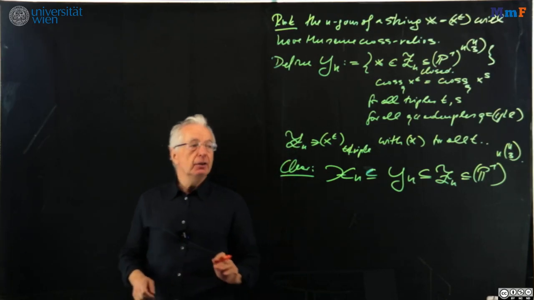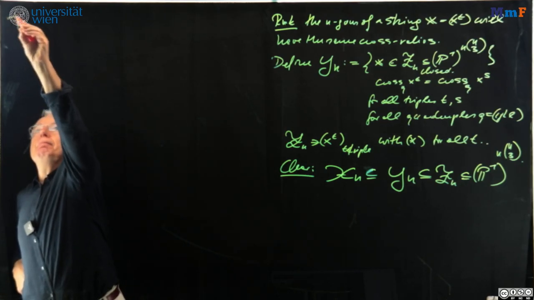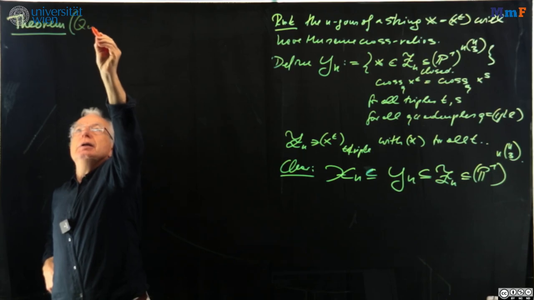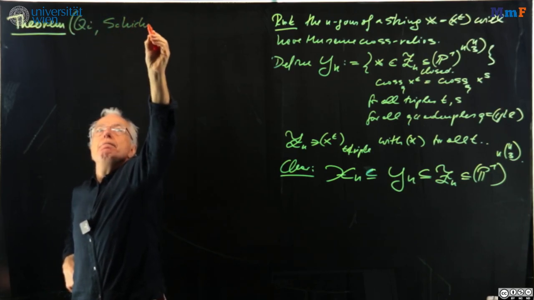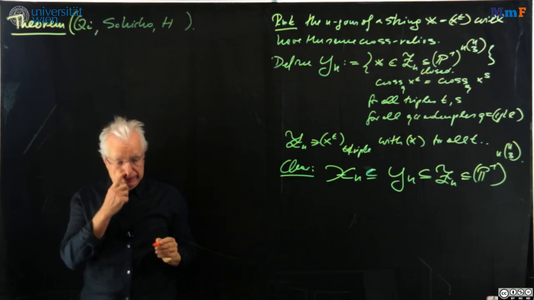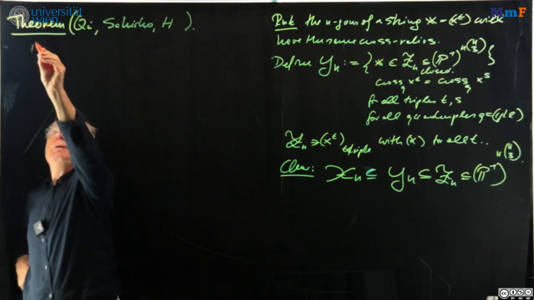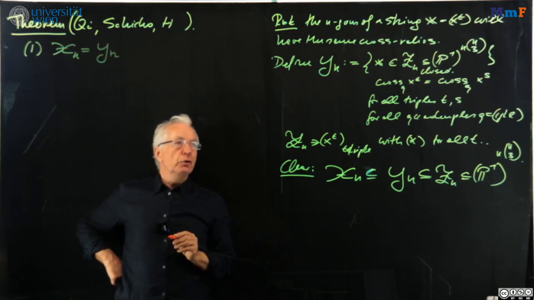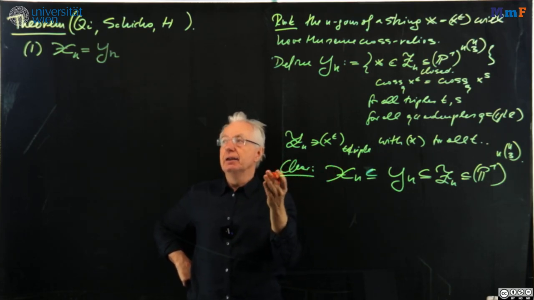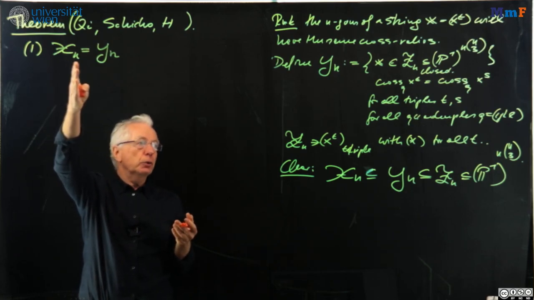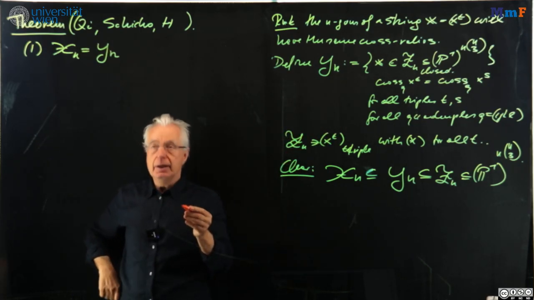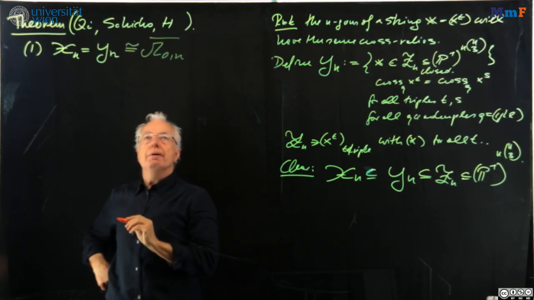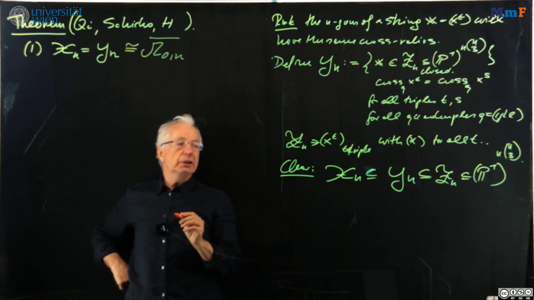Twenty minutes, okay, perfect. So now let me write down the theorem. So this is together with Gi and Shicho and myself. So the first statement is Xn equals Yn. So you can have two ways of defining this compactification, either as a Zariski closure or by a number of algebraic equations. And moreover, this is isomorphic to the Deligne-Mumford-Knudsen compactification of M0n.